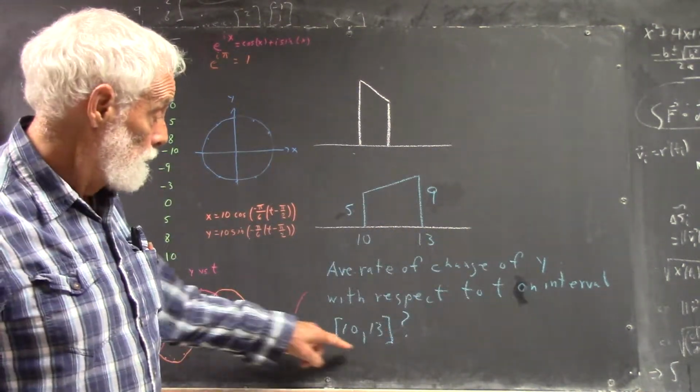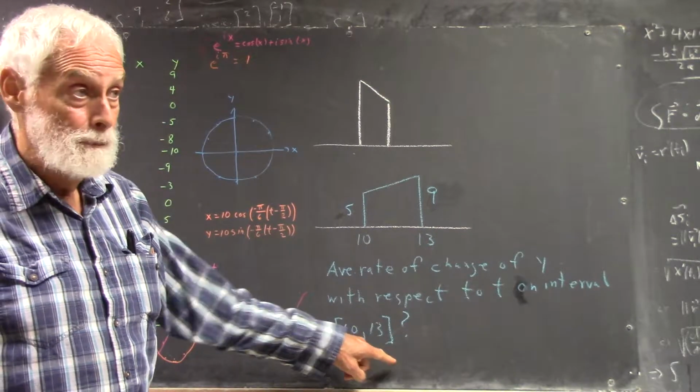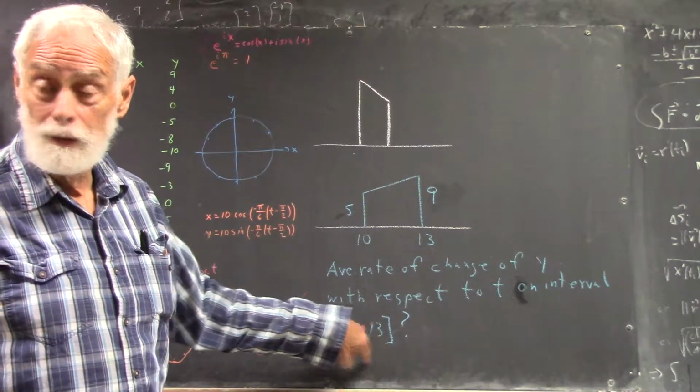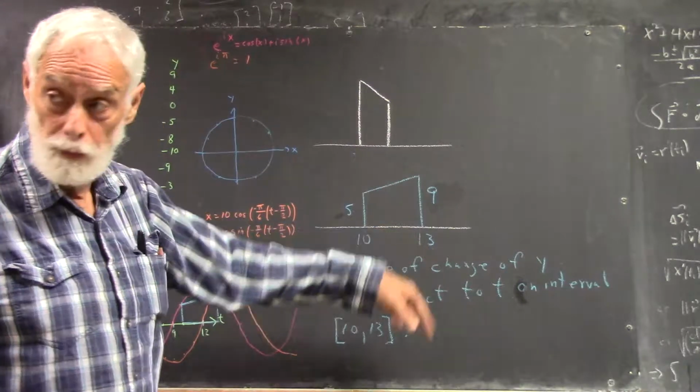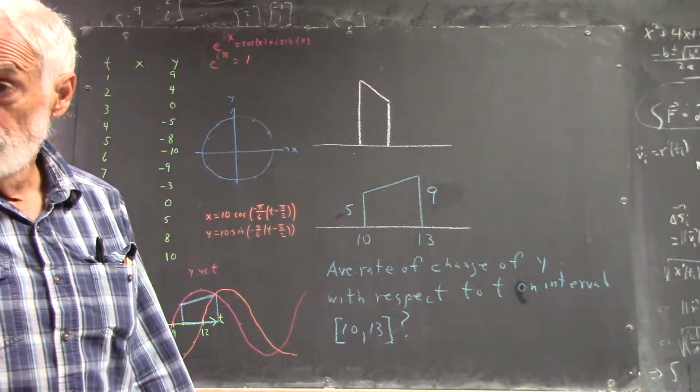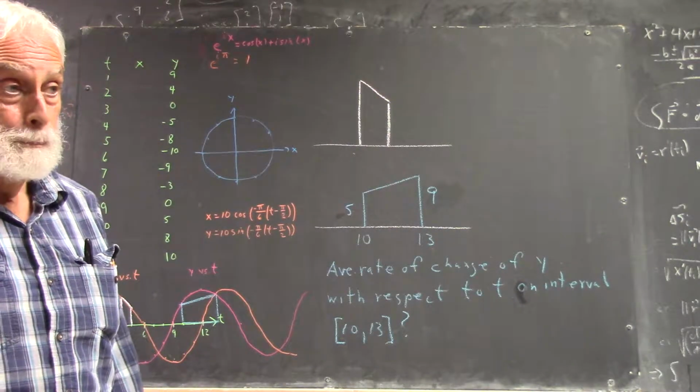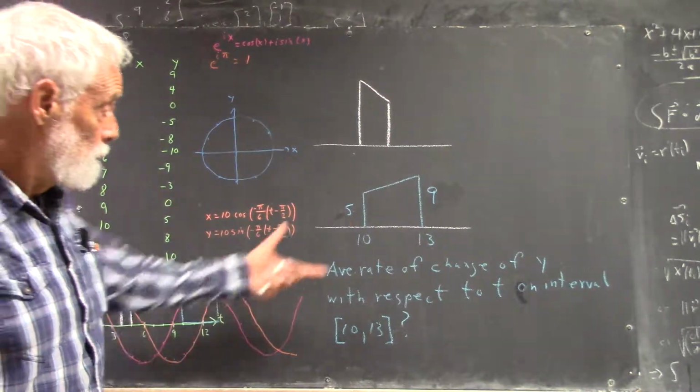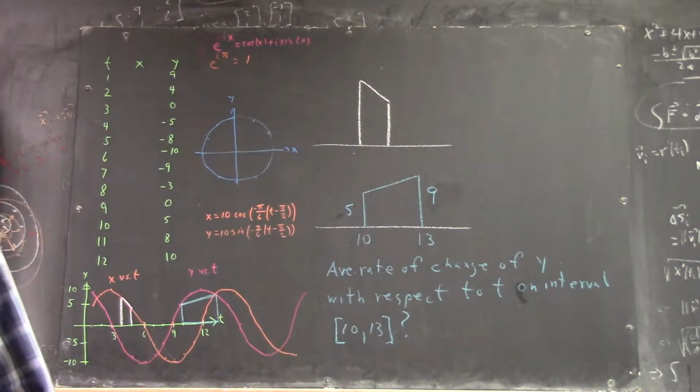Now, are we familiar with this notation? With closed brackets, [10, 13] means the interval from 10 to 13, including 10 and 13. Okay? Okay, so what do you think the average rate of change is?